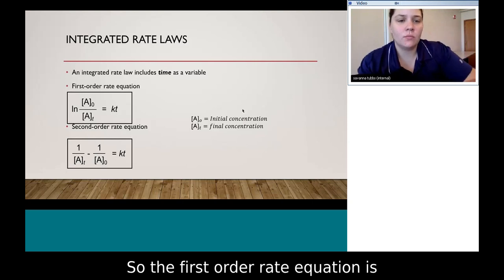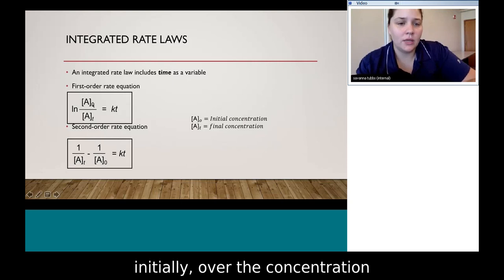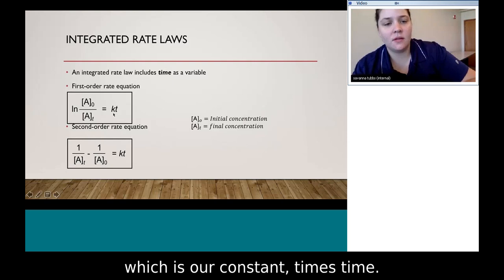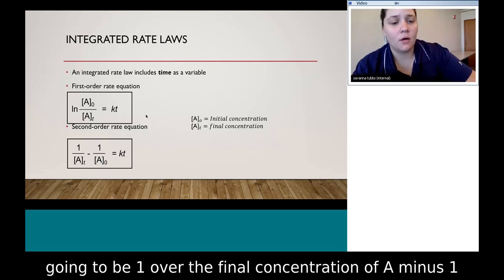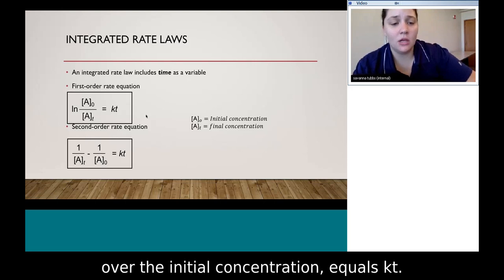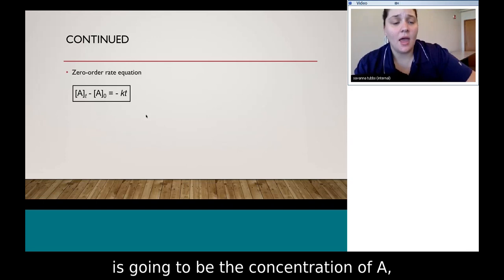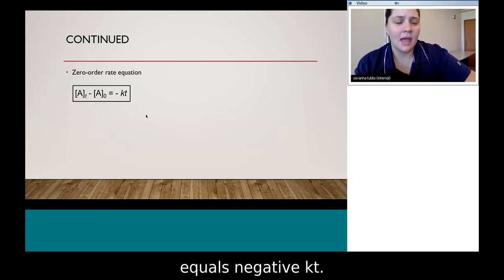So the first order rate equation is going to be ln of the initial concentration of A over the final concentration of A equals k, which is our constant, times time. The second order rate equation is going to be 1 over the final concentration of A minus 1 over the initial concentration equals kt. And then we get to the zero order rate equation, which is going to be the final concentration of A minus the initial concentration of A equals negative kt.